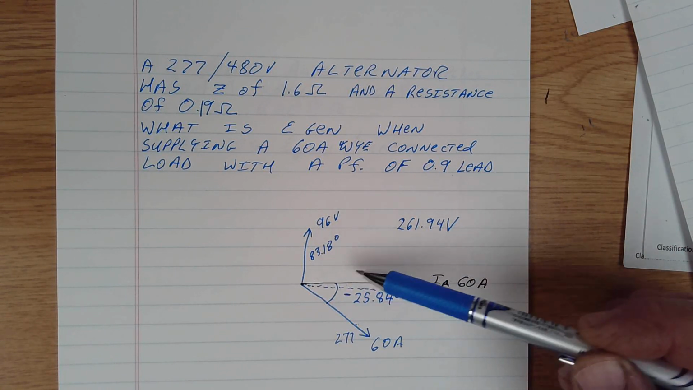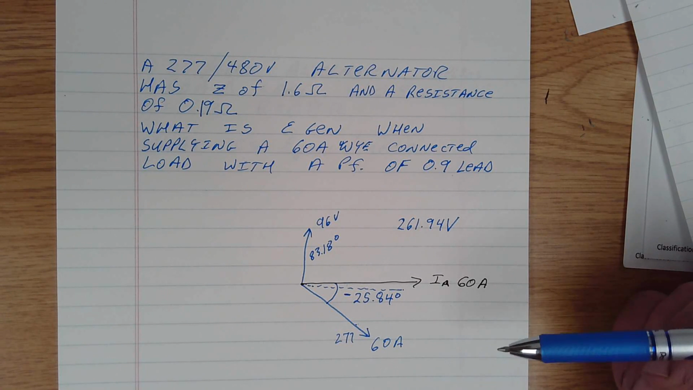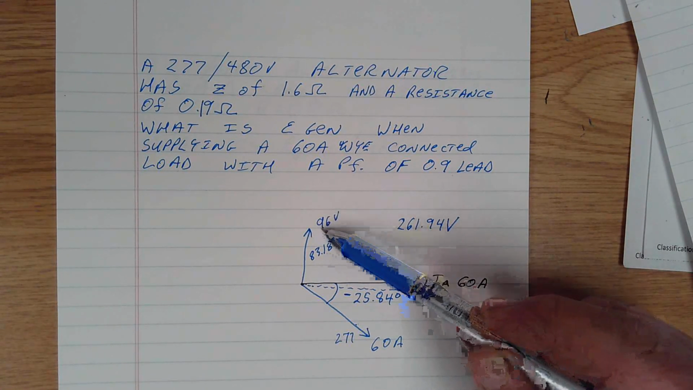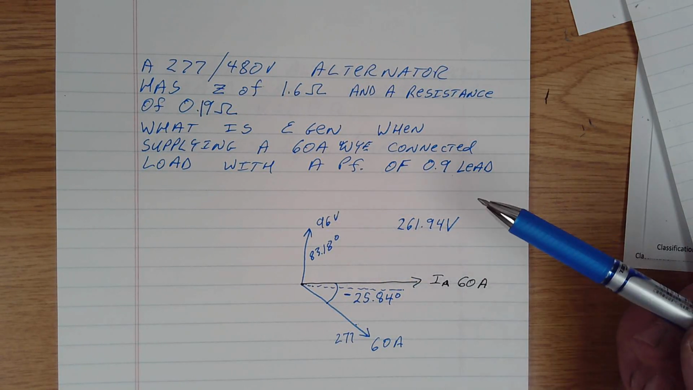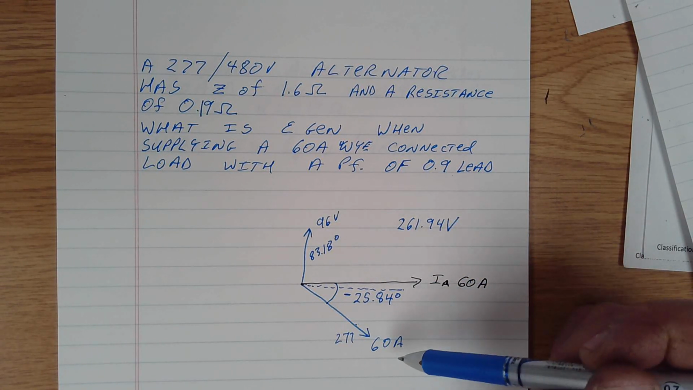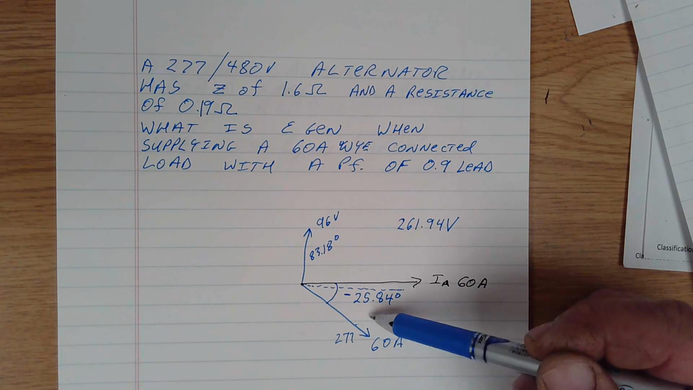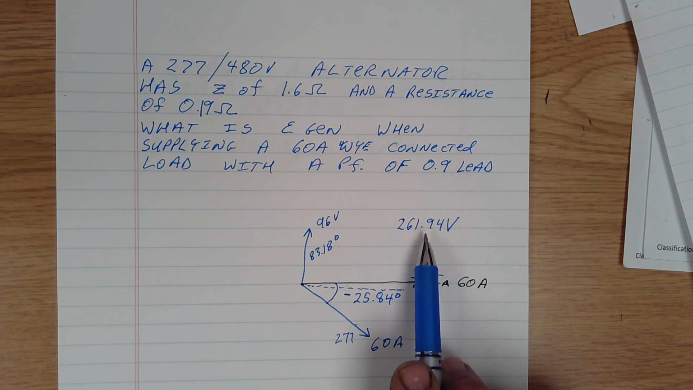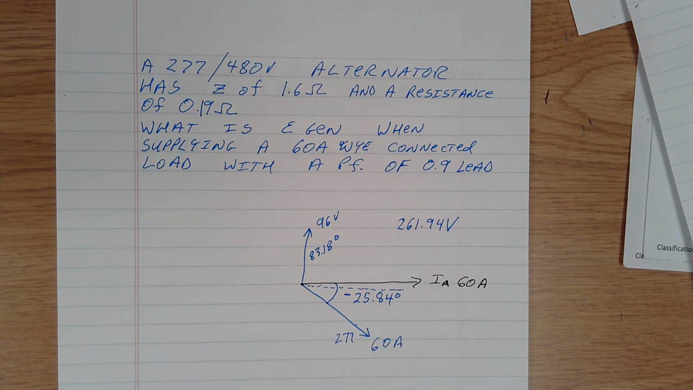So what it means at the end of the day is there's a 96 volt drop across our alternator windings, but some of that voltage drop is fed from the capacitance of our load. That's why our generated voltage actually is lower than our terminal voltage, because with the leading power factor load, it's feeding back in, and that's satisfying that inductive volt drop within the alternator.